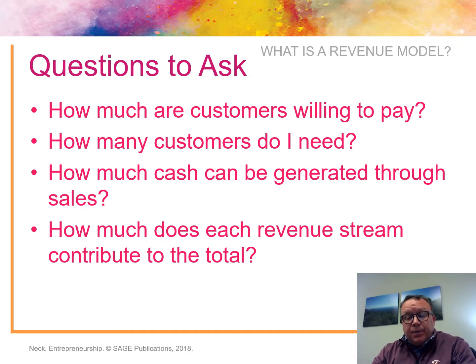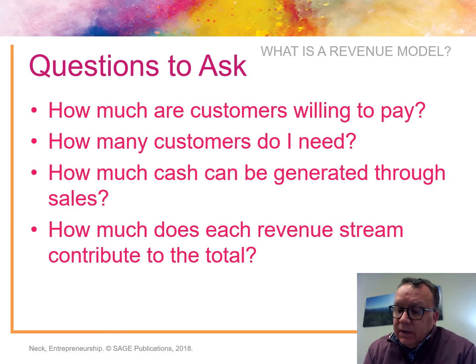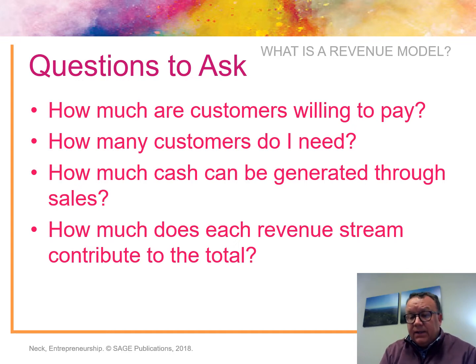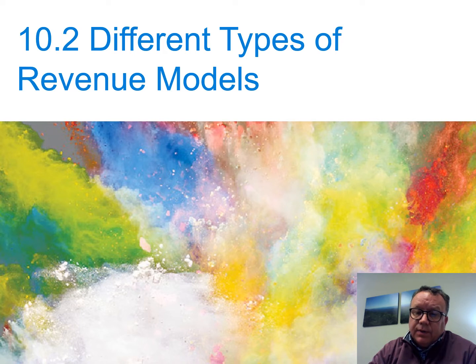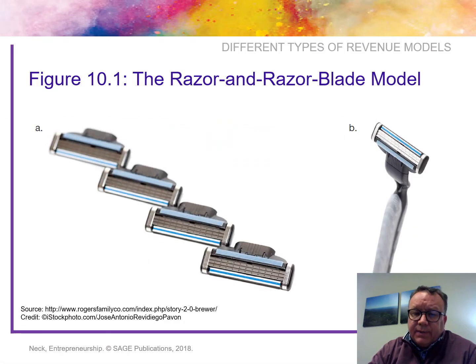The other question an entrepreneur has to ask is, how many customers do I need, right? Where do I want to go? How much cash can be generated through sales? How much does each revenue stream contribute to the total? So these are four critical questions that, as we move through the maturation of our business model and our product and feasibility, we have to step back and ask ourselves on a continuous basis. Let's look at different types of revenue models.